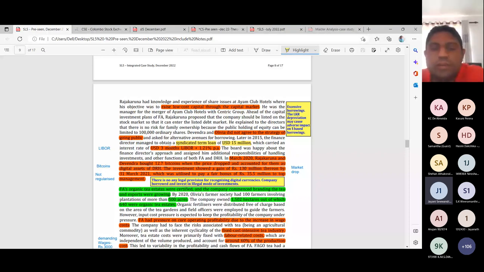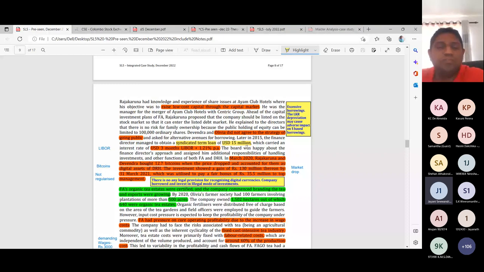Right. So Ravind and Olivia did not agree to a strategy of going public and asked for an alternative avenue for borrowing. Later in 2015, the finance director managed to obtain syndicated term loans of USD 15 million. Syndicated term loan means that a few banks collected together and grant the loan, not from one bank. For risk mitigation purposes, a few banks join and then do the loan. So it's a syndicated loan. USD 15 million, which carried an interest rate of USD 3 month LIBOR plus 1.21 per annum.